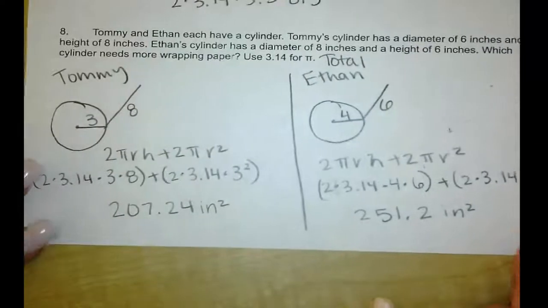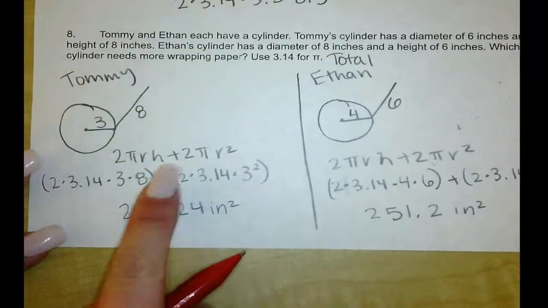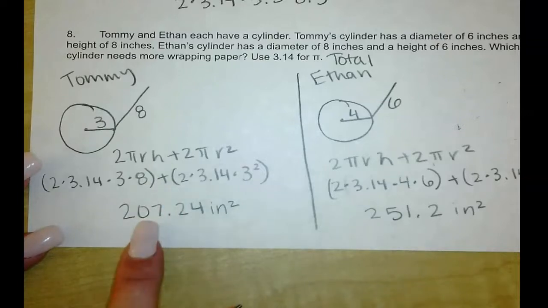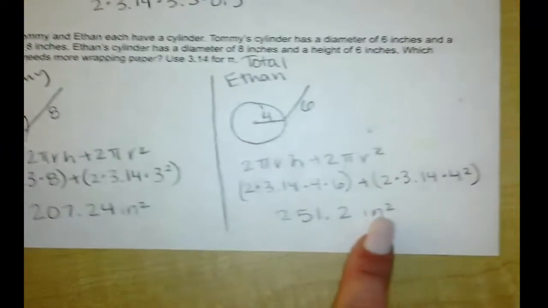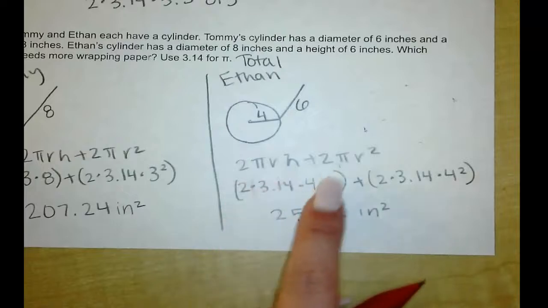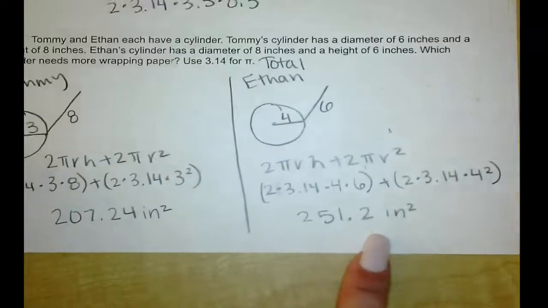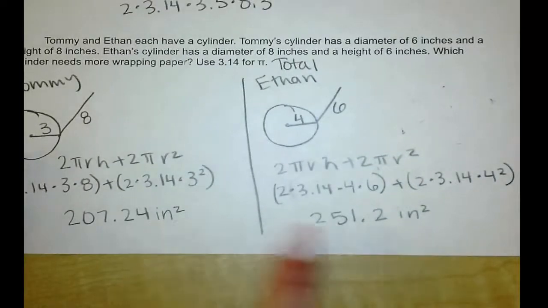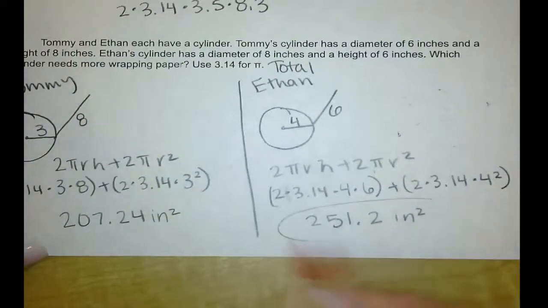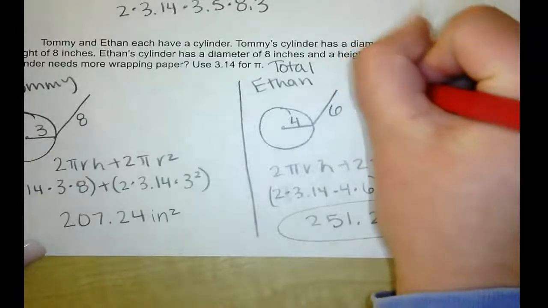All right, so here's Tommy's. Should have written the formula out, wrote it out with numbers, type it in Desmos, and get 207.24 inches squared. And then here's Ethan. Write the formula, write it out. You get 251.2 inches squared. So the question says, who needs more wrapping paper? You can clearly see Ethan has the higher number, so Ethan needs more.